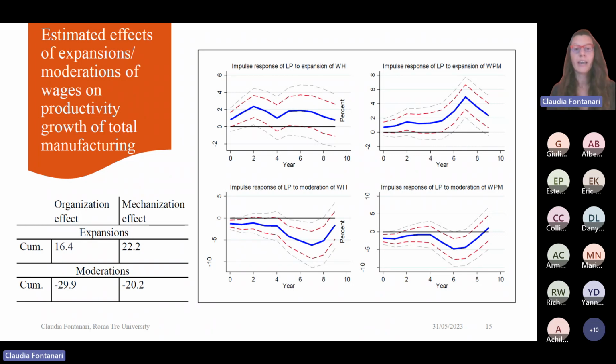As you can see, again, the effect of large wage changes on productivity is confirmed, and it is persistent over time, and it does not change sign over time. So also a prolonged and intense growth of wages may exert a positive influence on the growth of productivity. And on the other hand, it's also true that a prolonged moderation of wages is detrimental for productivity growth.